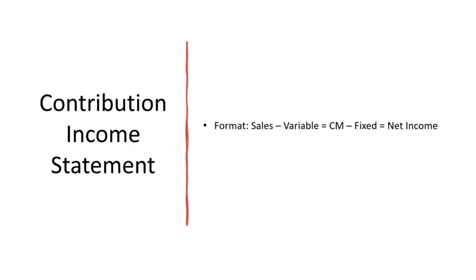Let's take a look at the contribution format income statement. This will be your new best friend for internal decisions. It's the income statement that's used by internal people like managers. It separates the cost by behavior, variable cost first and then fixed cost. We start with sales, subtract all variable expenses, cost of goods sold plus any other variable cost, and get the contribution margin. Contribution margin is just sales minus variable expenses. It says how much is left over to cover fixed cost and ideally make a profit.